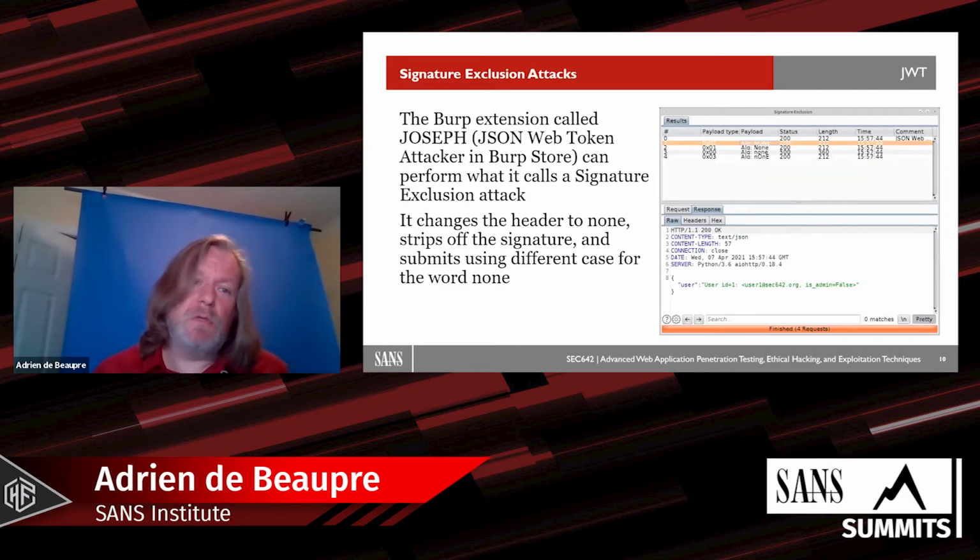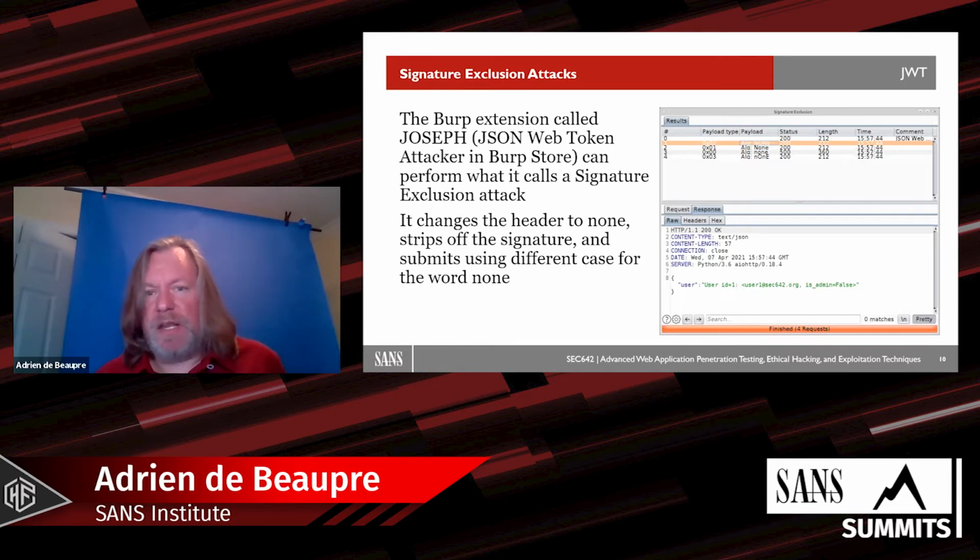Now, there's a tool called Joseph. If you look for Joseph in the Burp Suite App Store, it's actually called the JSON Web Token Attacker, although if you look at it in Burp, it says, hello, my name is Joseph. So there are various attacks you can do inside of Joseph.